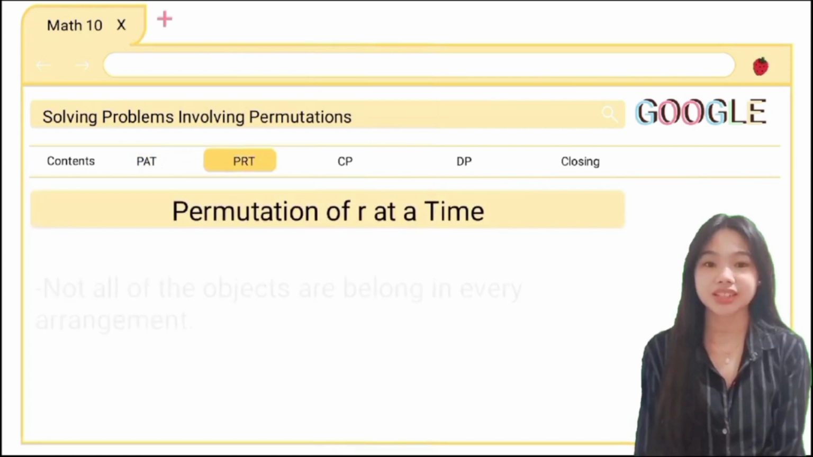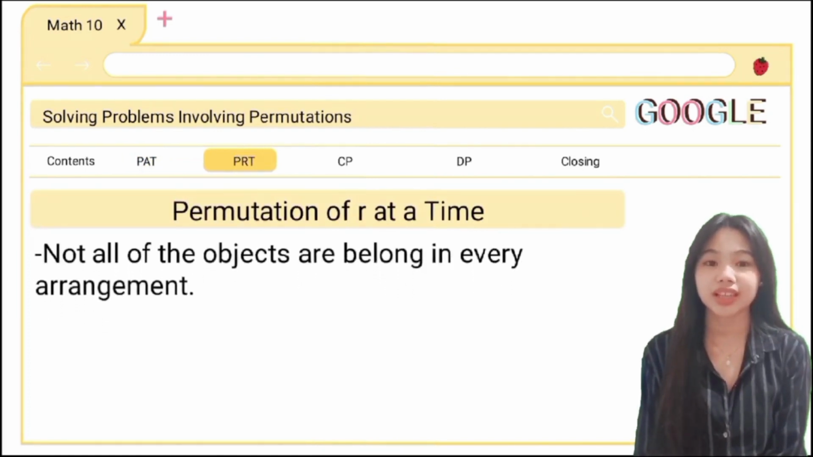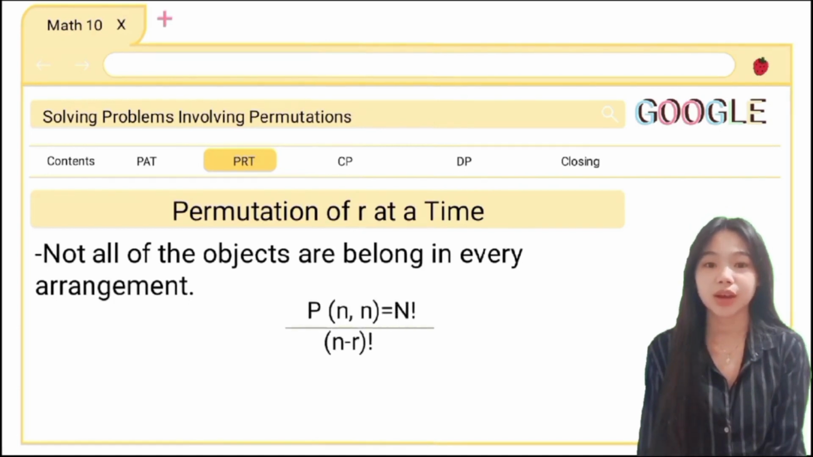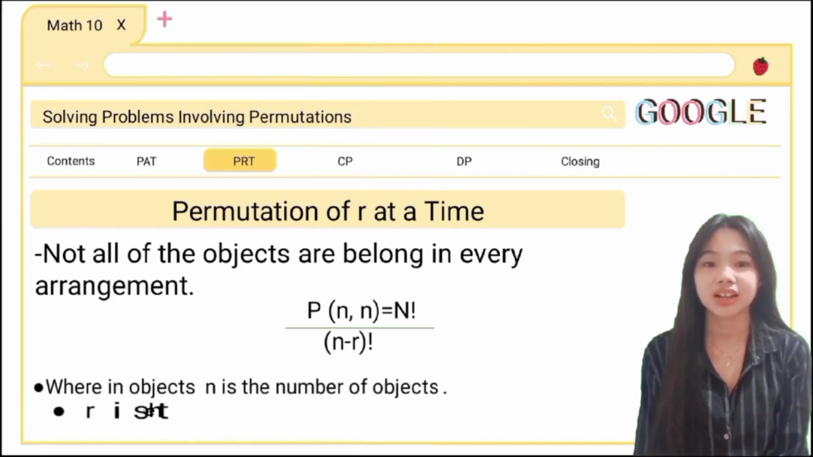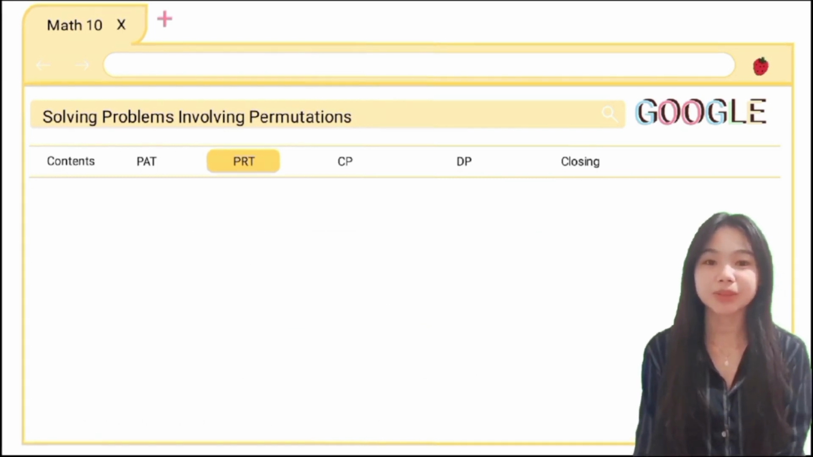Permutation of n objects taken r at a time. Dito, hindi lahat ng objects ay kabilang sa bawat arrangement. So, paano mo malalaman kung ilang arrangements kung hindi naman lahat ng objects ay kabilang? You can use the form P quantity n, r and the formula n factorial over the quantity n minus r factorial, wherein n is the number of objects and r is the number of objects taken. Now we're ready to solve problems involving permutation taken r at a time.